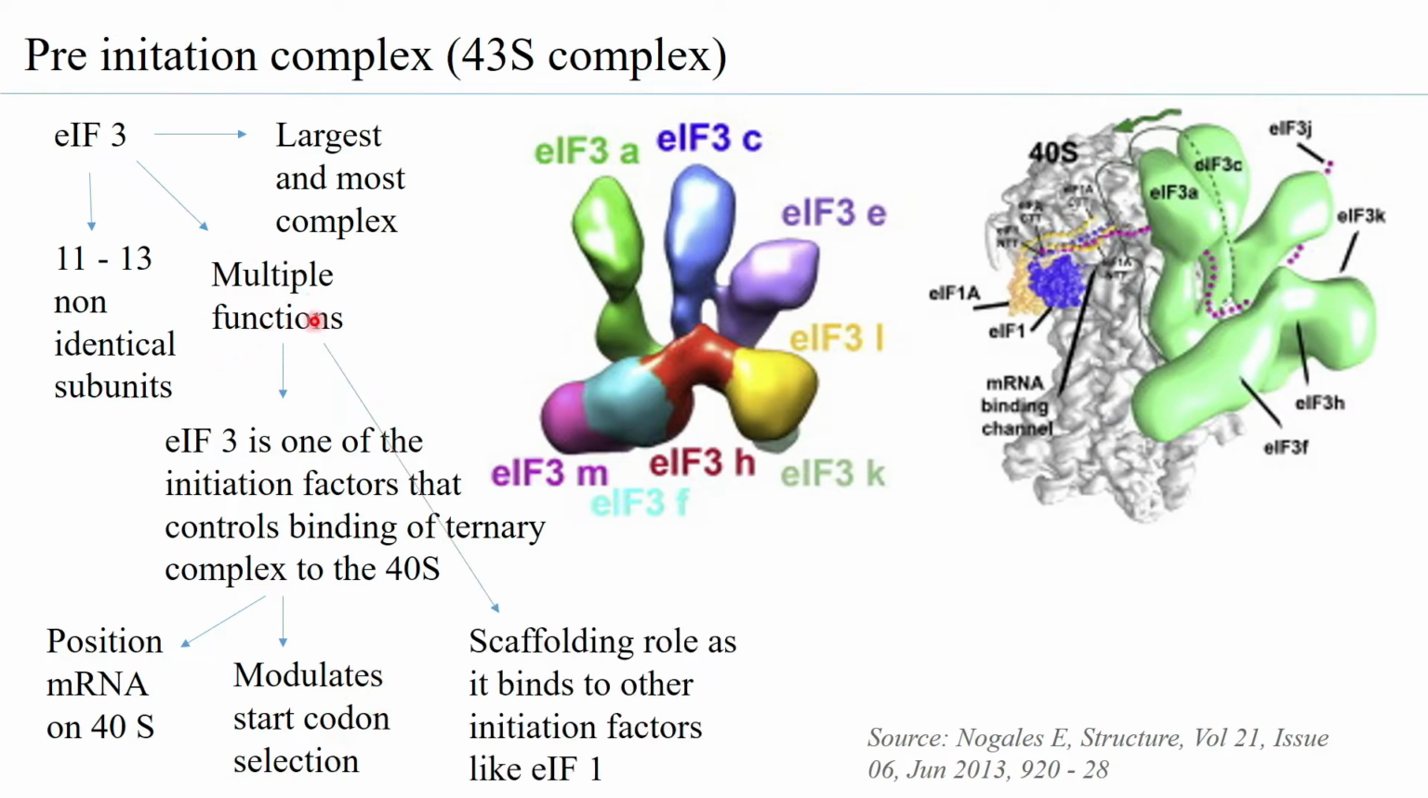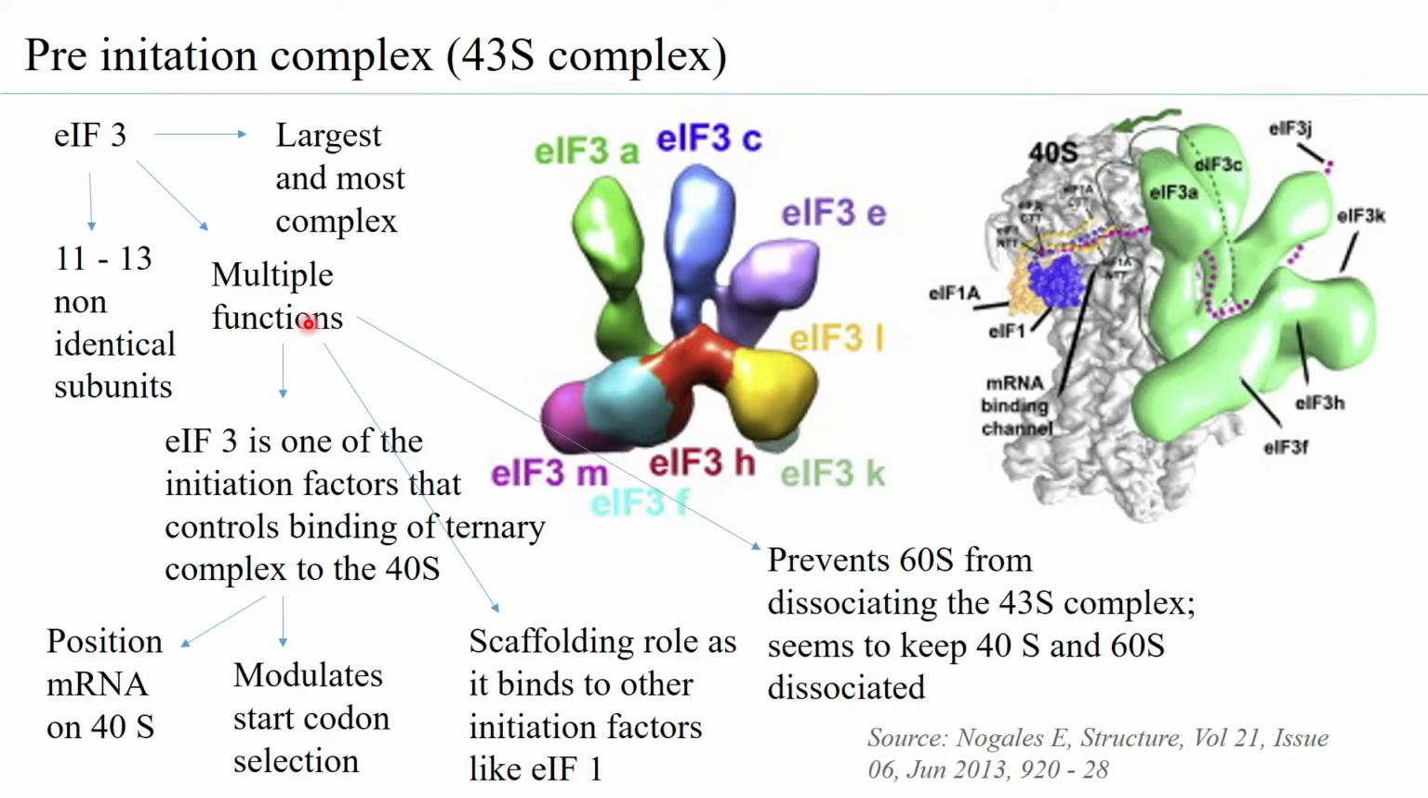Now, the EIF3, as mentioned, also acts as a scaffold to bind to various other initiation factors. And interestingly, what has been found is that when EIF3 is bound to the 43S complex, it doesn't allow the 60S to disassemble the 43S complex. So in a way, EIF3 is stabilizing the 43S complex and also keeping the 60S away from the 40S itself.